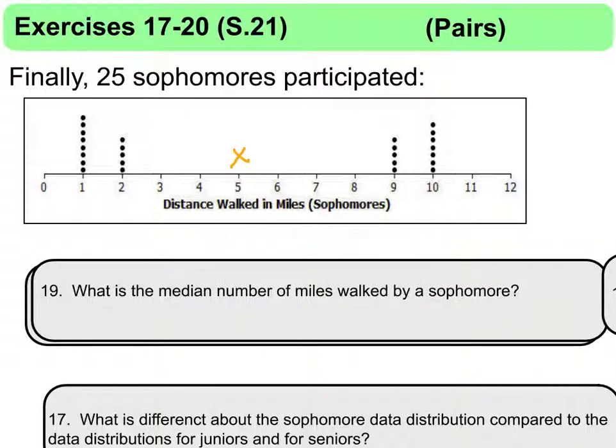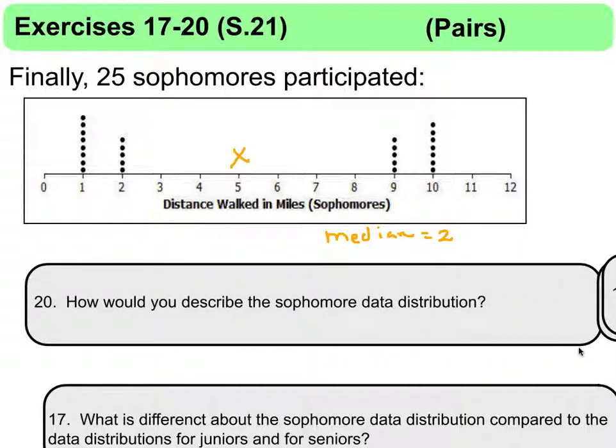What is the median number of miles walked by a sophomore? If we did the median value, since there are 25 sophomores, the median is the 13th value from the left or the right, and in this case, if I went through each one, it turns out that the median value would end up equaling 2. If I put them in order and took one out from left and right until I got to the last one left over, I would end up with a 2.